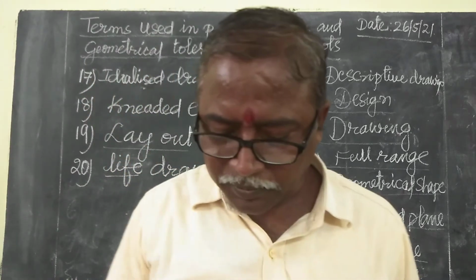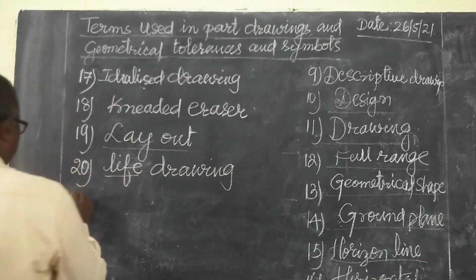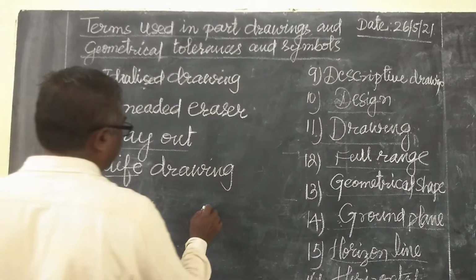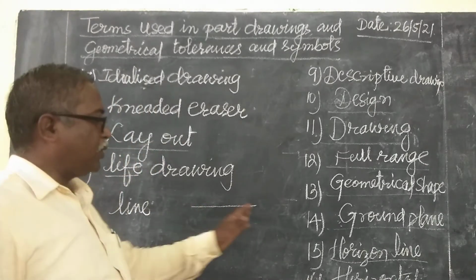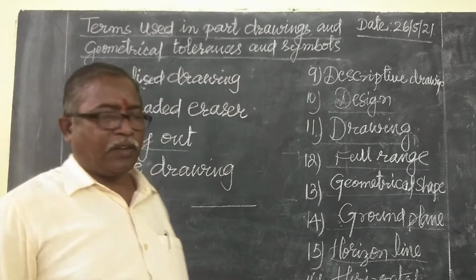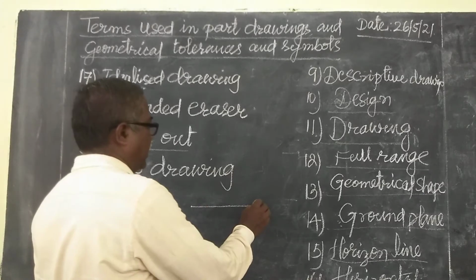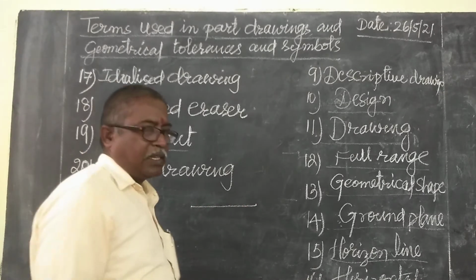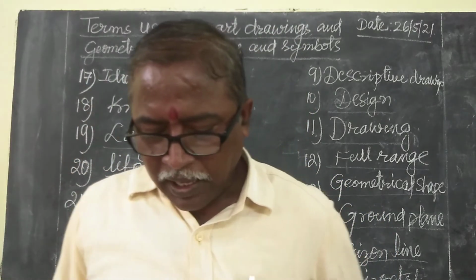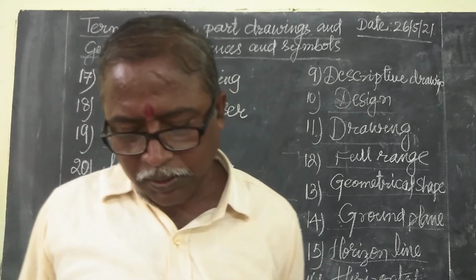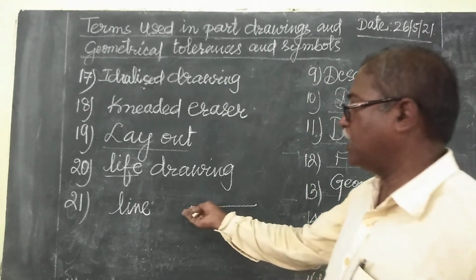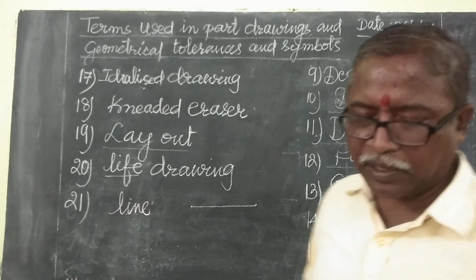Then line. You know very well, 21, line. This line has ending points that are not given. From this point to this point is one line. The distance started from here to here, that is line. The pathway of a moving point, as the trail of a scratch or a brush stroke, whatever it may be. Whenever you are doing painting, the stroke that is given is the line.